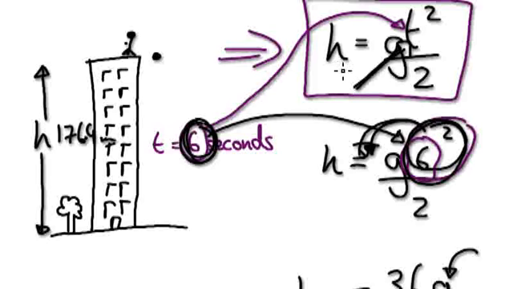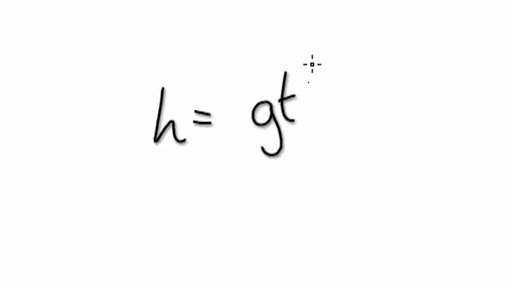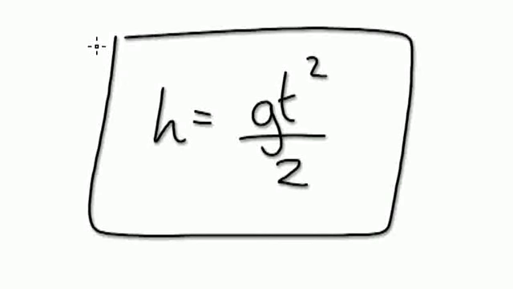If you know the time, you can work out h. If you know the height of the building, you can work out how long it takes for the cannonball to hit the ground. But the important thing is it all stems from this formula here. It's a really good formula. Write this down somewhere.